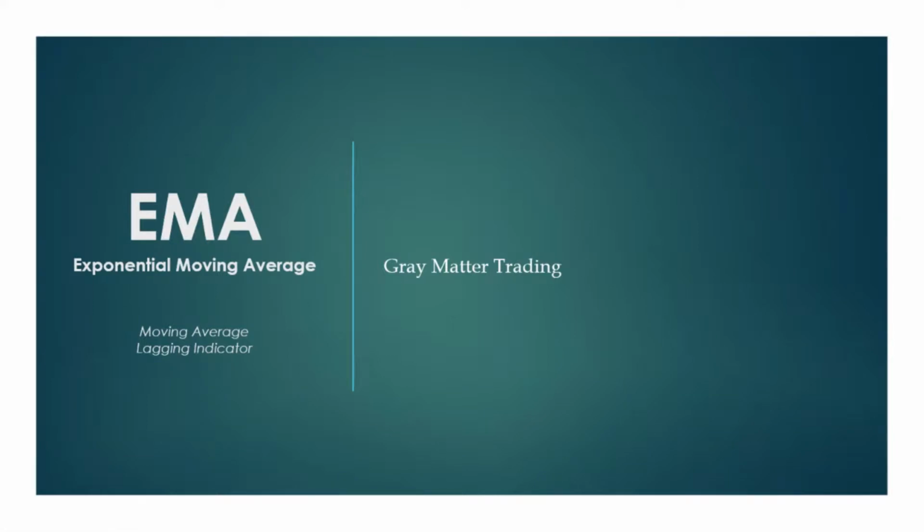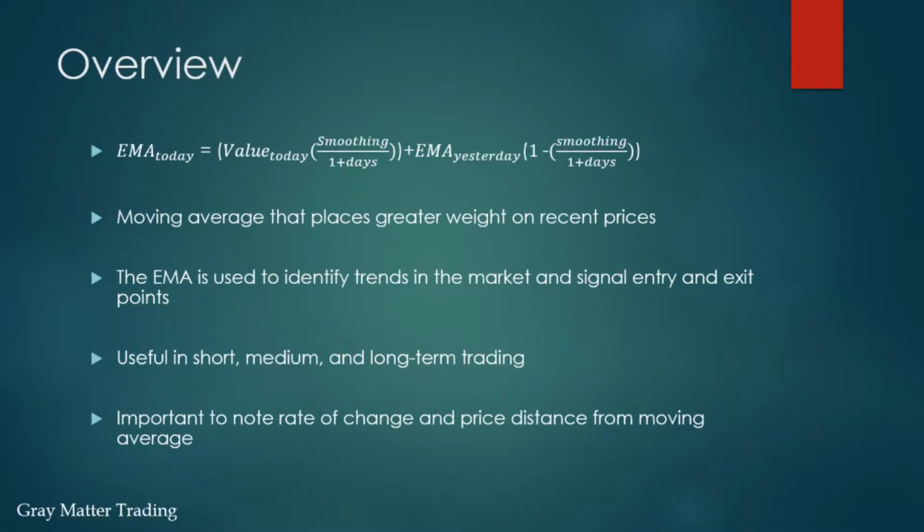Hi, this is Matt with Gray Matter Trading, and today we're going to be looking at the exponential moving average, or EMA. The EMA is a moving average that, as opposed to the SMA, does not give equal value to all price levels, but instead places greater weight on the most recent prices when doing the calculation.